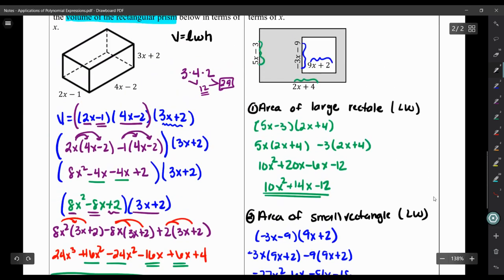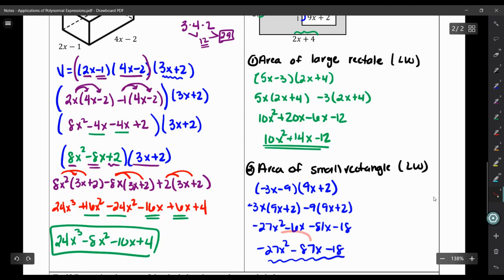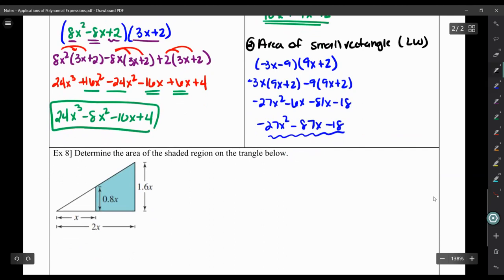So now we have our individual pieces. I have the large rectangle and I have the small rectangle. Now I need to find just the area of the shade. So that means I need to take the large rectangle and subtract the smaller one because this is the piece that I need to get rid of. This is the overall area, and this is the piece that is not shaded. So I need to take this and subtract this one. So that's step 3, find the area of just the shaded region.